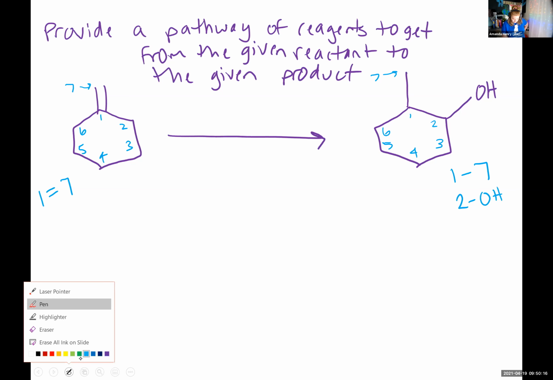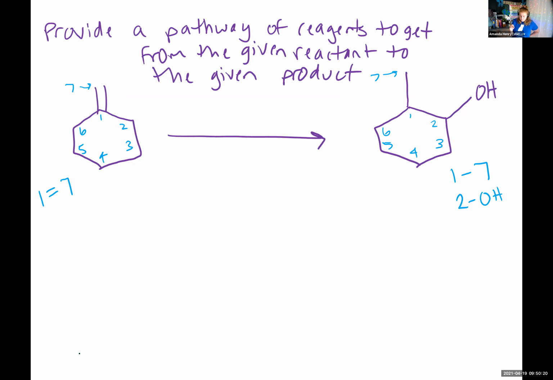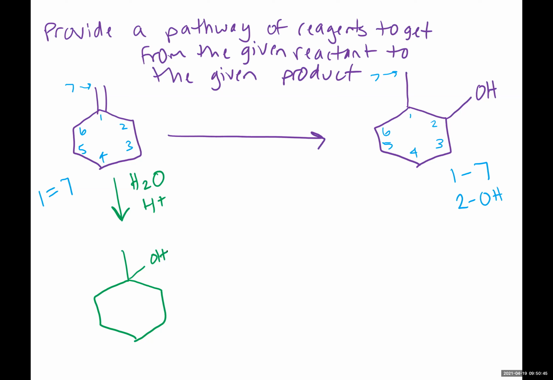Could we use water, like H2O? In the very first step? Yeah, here? Because an alkene and a water create an alcohol. Yes, but we do need some acid in there too. So we need water with acid. Okay, so if we add water with acid, is my alcohol going to add to carbon 7 or carbon 1? Is this Markovnikov or anti-Markovnikov? Markovnikov. Okay, so there's my alcohol.